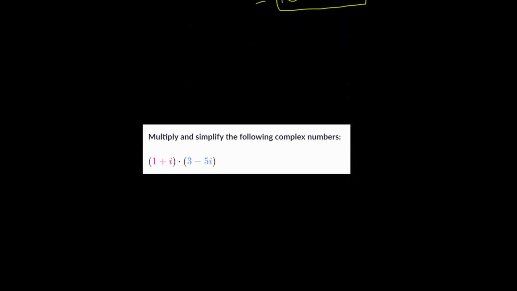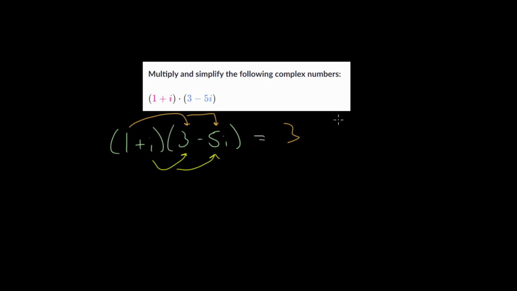And let's do some more. So now we're multiplying two complex numbers where each of these complex numbers have both a real part and an imaginary part. So after rewriting these, we're just going to multiply using distribution. So the 1 will distribute to both terms, and the i will distribute to both terms. So 1 times 3, that's just 3. And then we do 1 times minus 5i, which is minus 5i. And then we do plus i times 3, which is positive 3i.